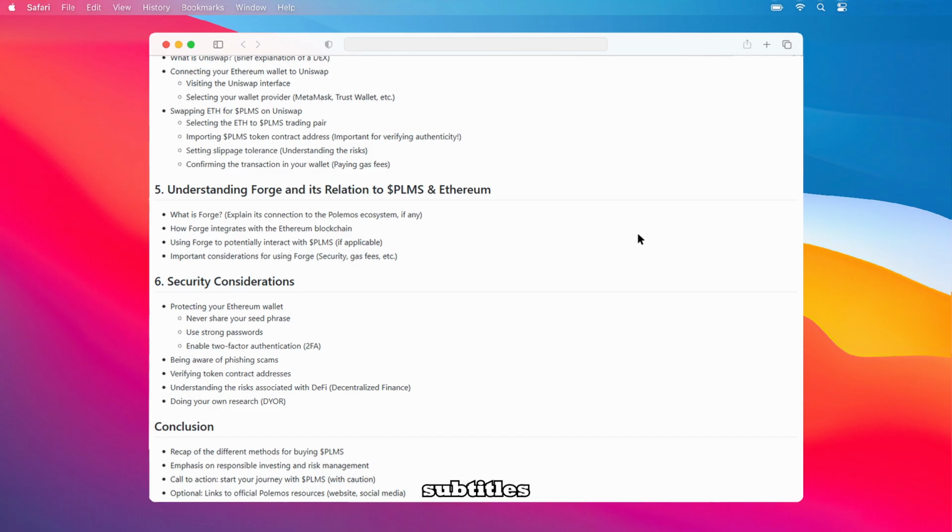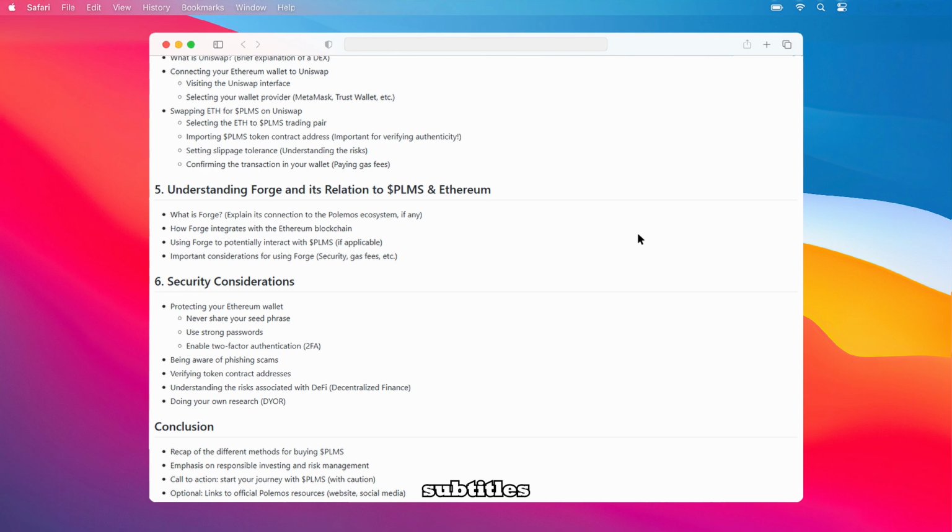Always verify token contract addresses before engaging in any transactions, and understand the inherent risks associated with DeFi or decentralized finance. Finally, be sure to always do your own research, or DYOR, before investing in any cryptocurrency.